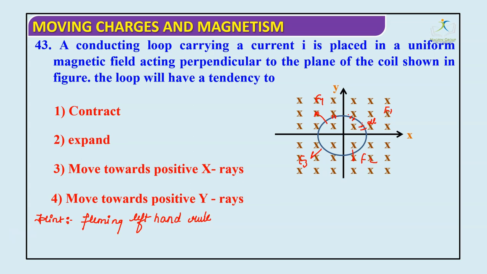Now using Fleming's left hand rule, the fingers are curled in the direction of the current, and the thumb is pointing radially outward, the direction of force. What it means is that at every point on the loop, the force is acting radially outward. This will be the case for a current carrying loop. Hence, the loop will be expanded. So the correct answer for this question is expand.